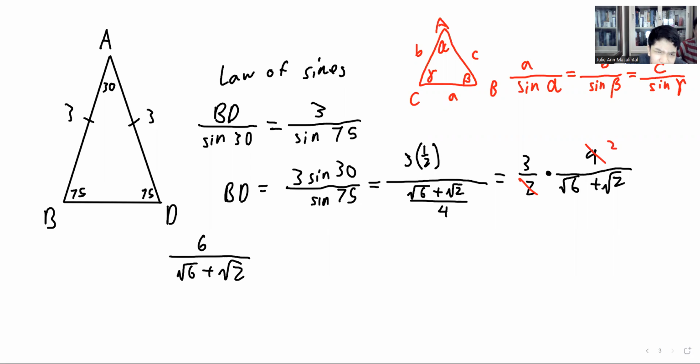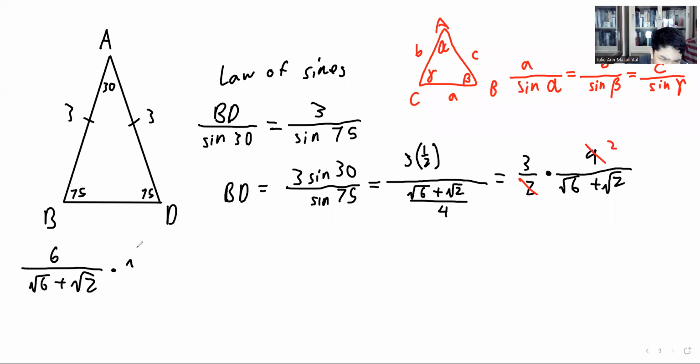Since I think this will occupy a lot of space, I will have to move backwards to the left. Times square root of 6 minus square root of 2. This is a conjugate. Especially in surds, it's extremely important to use conjugates, or else you'll forever be stuck.